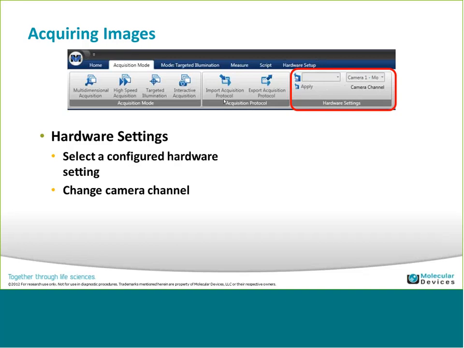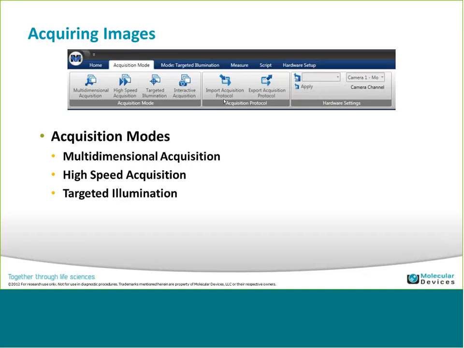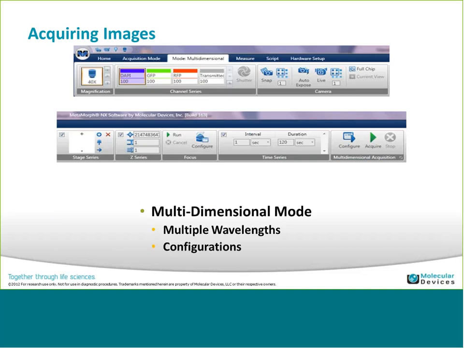specifically, starting with the multidimensional mode. These are a left to right workflow. We'll start from the left-hand side of the ribbon, and we'll select the magnification. We'll set up the number of channels we want to acquire, assigning the wavelengths and the exposure times per channel, and then any shutters associated with that. The shutter and the camera controls will be based on the active wavelength that I have selected.